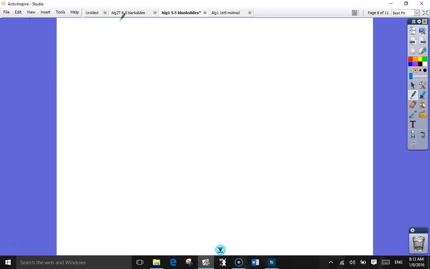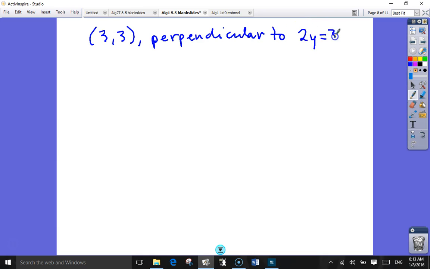2y equals 3x minus 6. So here's the point, and it says perpendicular to the line 2y equals 3x minus 6. Again, you're supposed to figure out the slope by looking at that line.